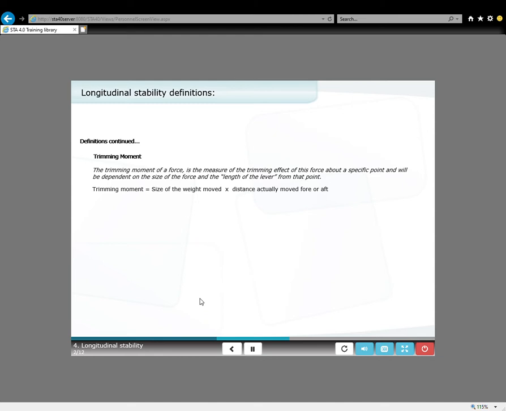Remember, when a weight is loaded or discharged, there will also be an overall sinkage or rise due to the increase or decrease of displacement, and this value is dependent on the TPC for that draft.